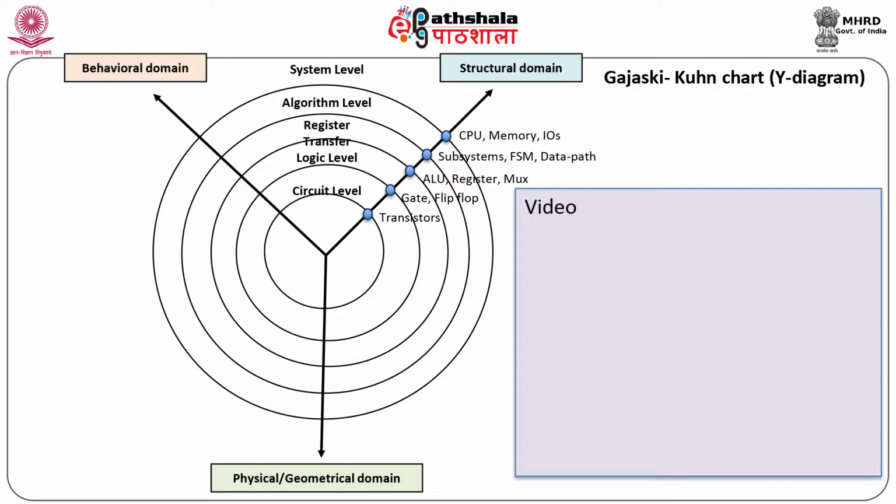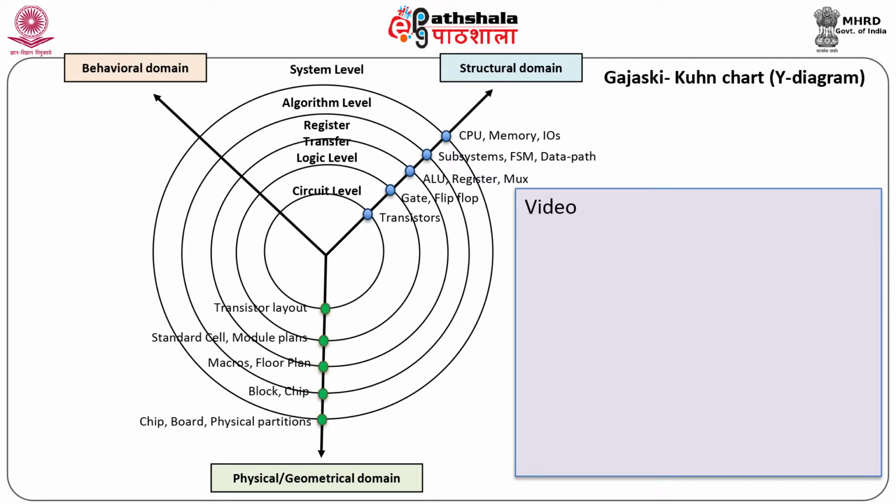At next level, there are subsystems, FSM, data path, etc. Further, we have ALU, registers and multiplexers. Logic gates or flip-flops are at next inner levels and transistors are at the lowest level of hierarchy.